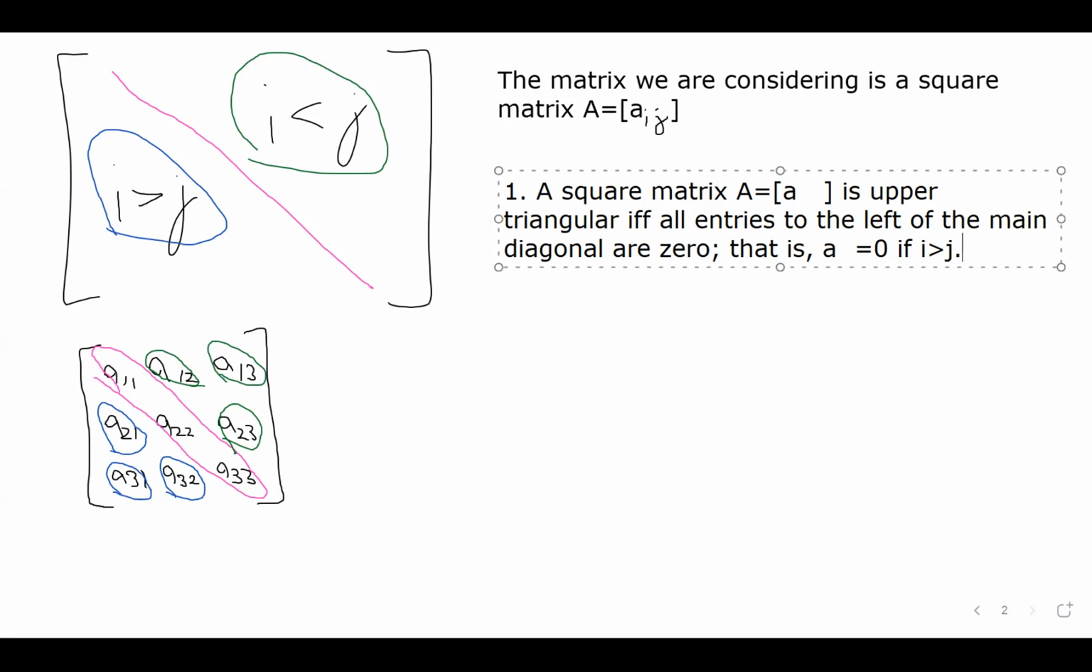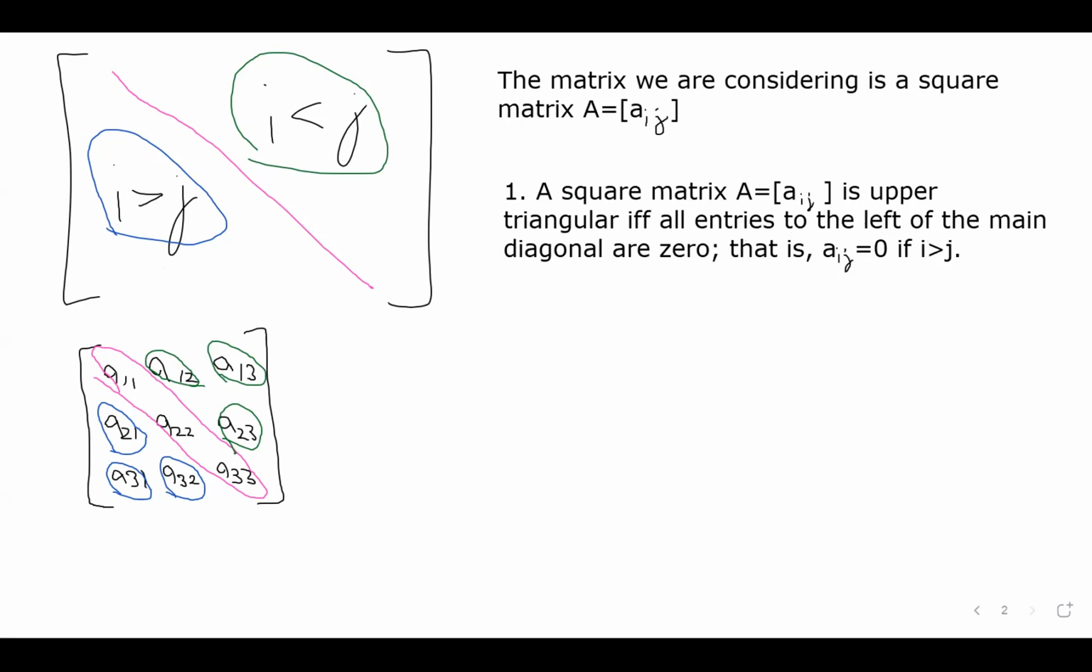Okay, so now let me just fill this in for a second. If you have a matrix a sub ij, that is little a sub ij equals 0 if i is greater than j. So a square matrix capital A equals a sub ij is upper triangular if and only if all entries to the left of the main diagonal are 0. That is, little a sub ij is 0 if i is greater than j.